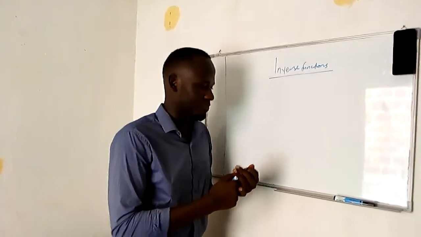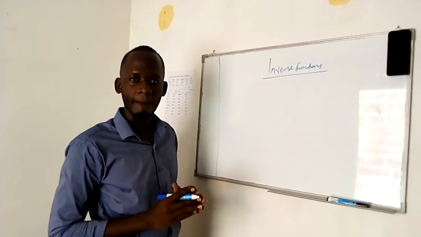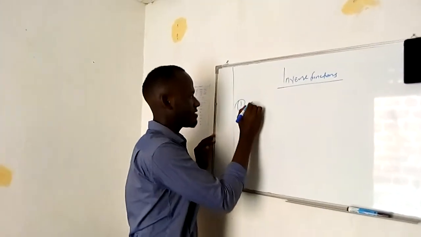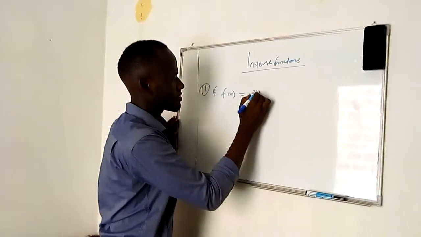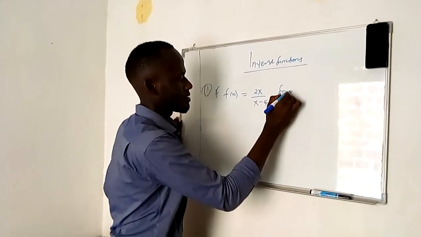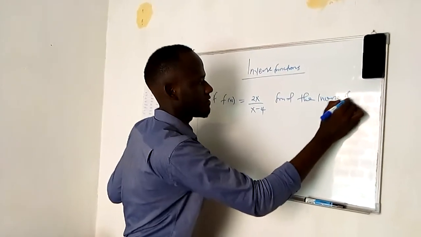So we shall look at inverse functions, and we shall run to a problem. It is also a question. If f of x is given by 2x over x minus 4, find the inverse of the function.